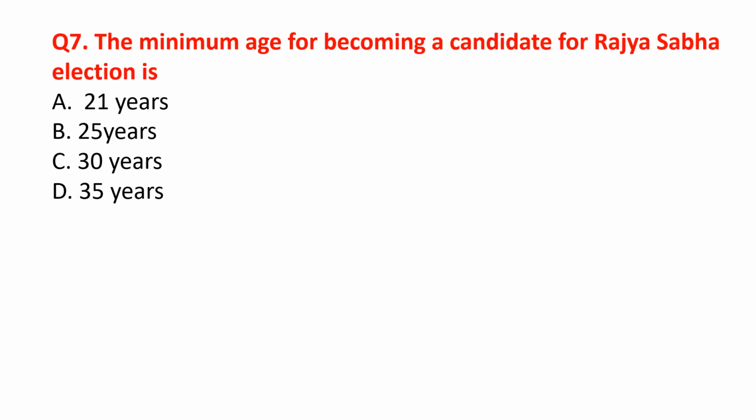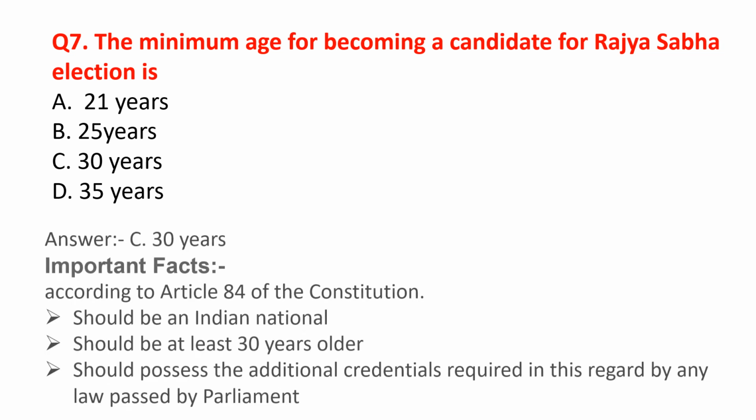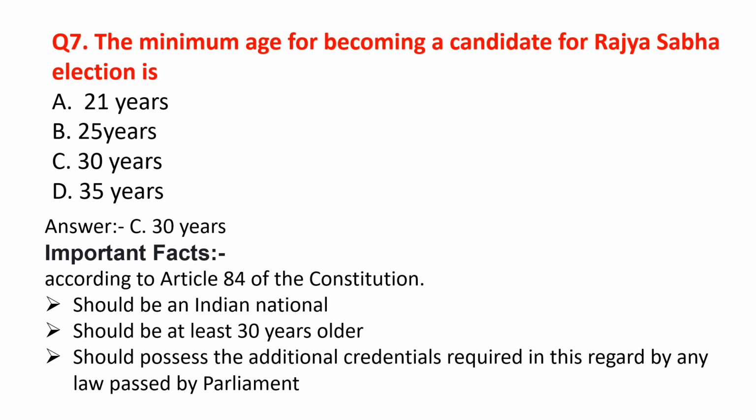The minimum age for becoming a candidate for Rajya Sabha election is 30 years. Option C is the correct option. Let us know some important eligibility criteria for the member of Rajya Sabha. According to Article 84 of the Constitution, the member of Rajya Sabha should be an Indian national, should be at least 30 years old, and should possess the additional credentials required in this regard by any law passed by Parliament.